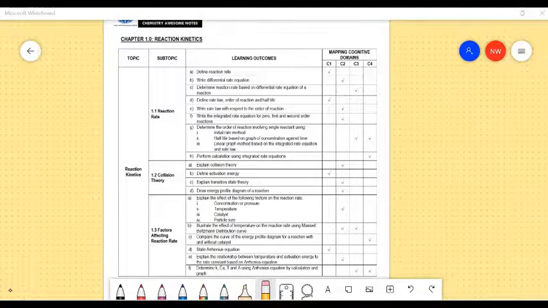Hi everyone, so today we are going to learn about reaction kinetics. So kita akan tengok subtopik yang pertama iaitu 1.1 reaction rate. So kita akan belajar tentang define reaction rate, apakah itu differential rate equations, and determine the rate of reaction based on differential rate equation in this video. So kita akan fokus kepada 3 point ini ya, learning outcomes A, B dan juga C dalam video ini. Jadi mari kita pergi satu-satu.